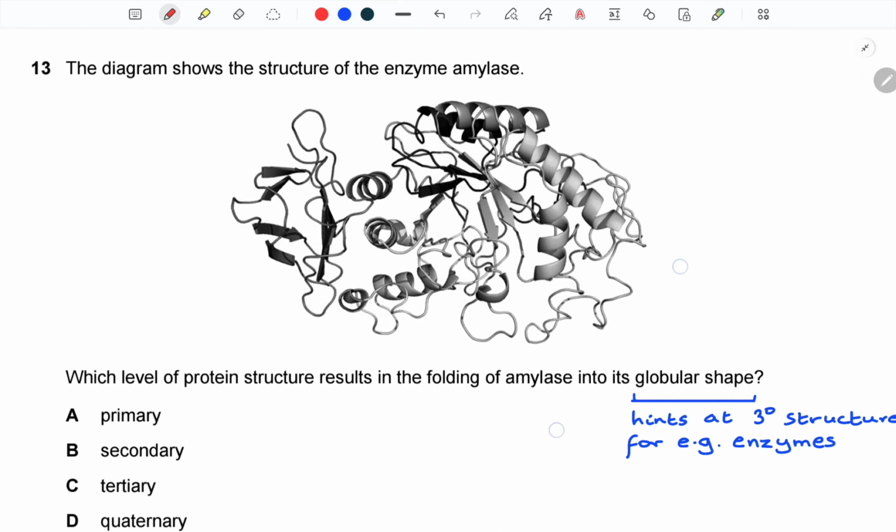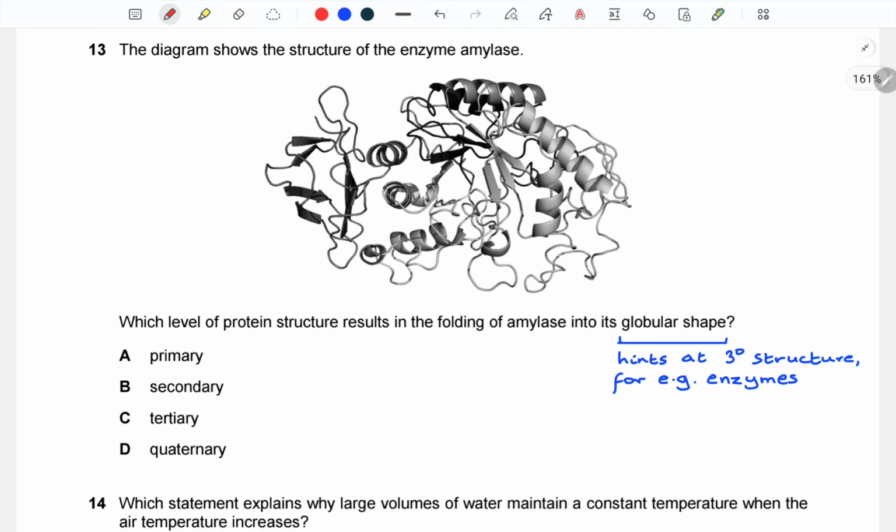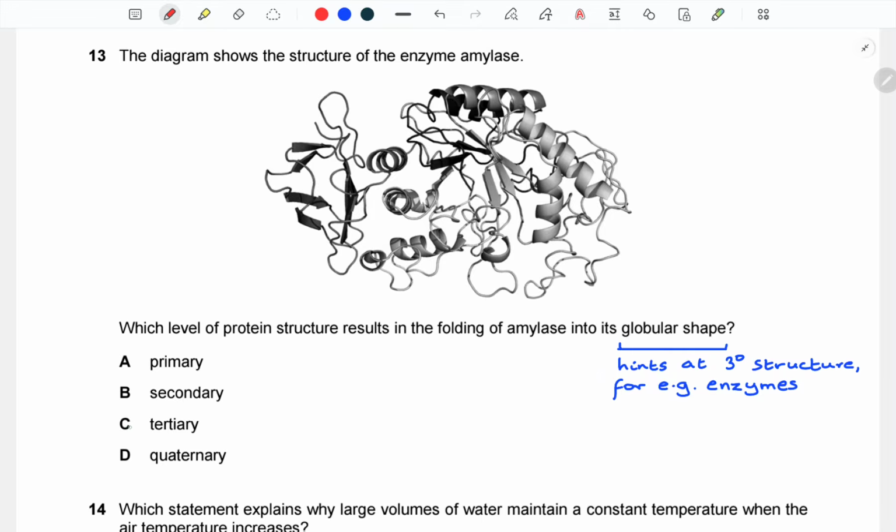The diagram shows the structure of the enzyme amylase. Which level of protein structure results in folding of amylase into a globular shape? This word globular over here is giving you a hint that this is talking about tertiary structure, because enzymes are also globular, and all enzymes have tertiary structures. So hence for 13 our answer should be C, tertiary.